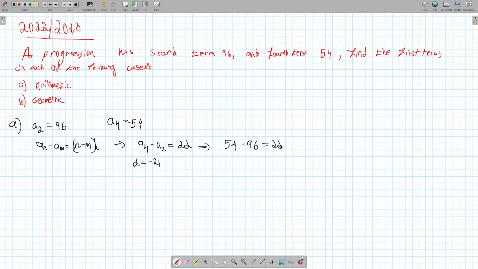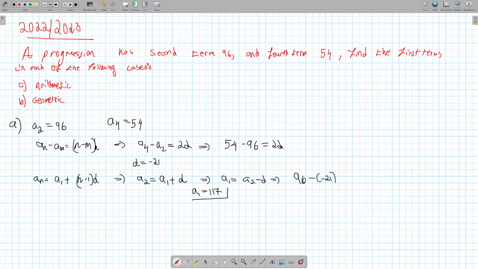Now that I know the difference is negative 21, I know that I can use either A2 or A4 for this case. Any AN is equal to A1 plus N minus 1D, right? I'll just use A2. So A2 will be equal to A1 plus 2 minus 1D, which is just D. So A1 will be equal to A2 minus D, which is 96 minus negative 21. So it's going to be 96 plus 21, which is 117. So A1 is 117. So this is your answer.